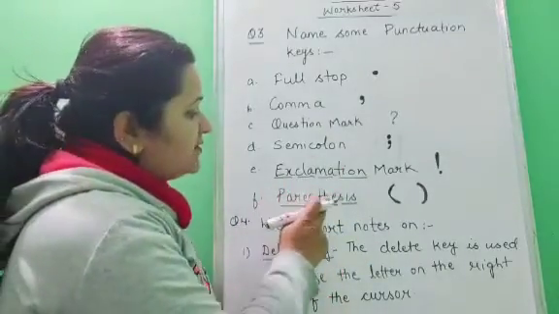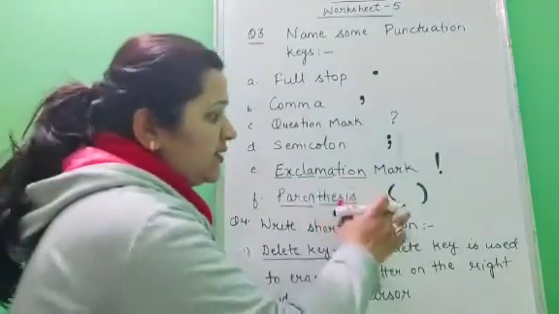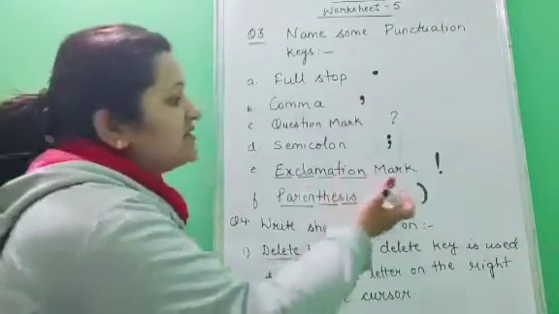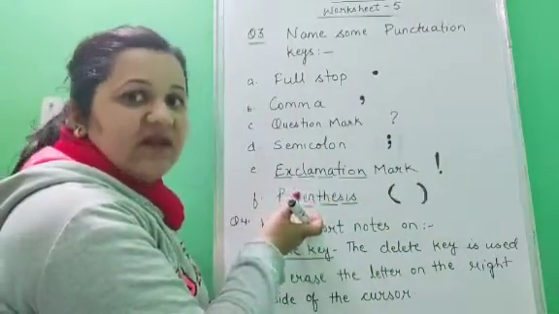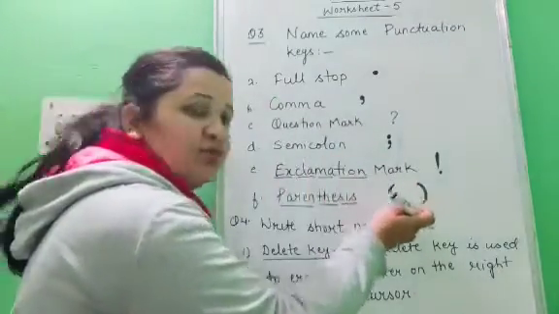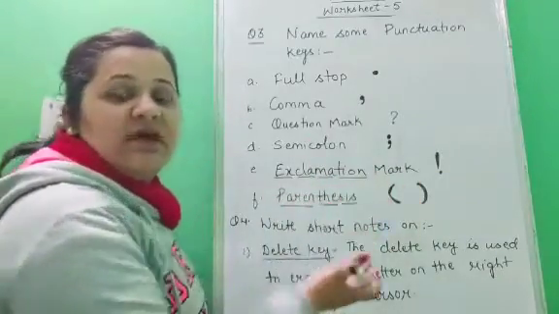Okay, parenthesis. Children, now parenthesis is simply a bracket. This is how a bracket looks. We can call it bracket also, but in computer language, these brackets are known as parenthesis. If you want to write down any sentence in between the brackets, then you have to use these symbols. So you have to click on the button on which these parenthesis symbols are present.